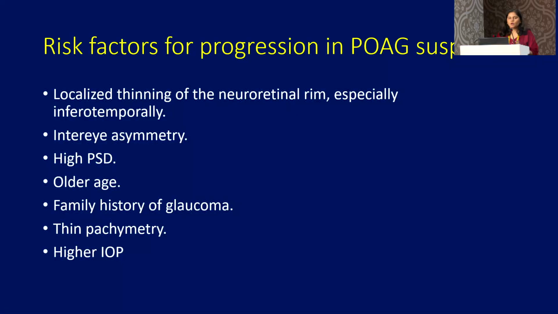It's important to know when a person that you have marked as a glaucoma suspect can progress to glaucoma. If there is localized thinning of the neuroretinal rim, inter-eye asymmetry, high pattern standard deviation, older age, family history of glaucoma, thin pachymetry or higher intraocular pressure. All these risk factors must be noted in every glaucoma suspect so that you can predict when to follow them up. If you have a person who does not have any risk factors, you can follow them up annually or 2 yearly, and if they have multiple risk factors, obviously 6 monthly follow up can be done.